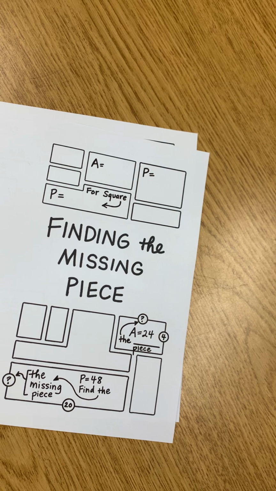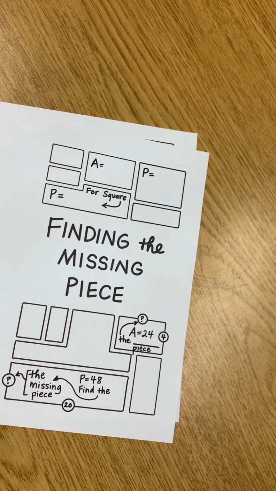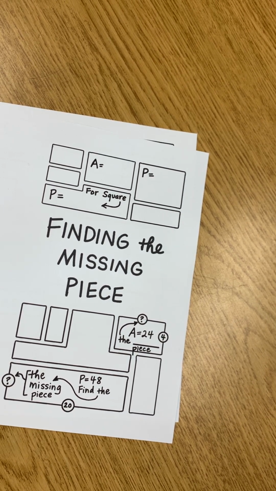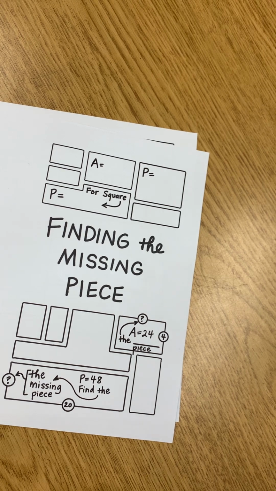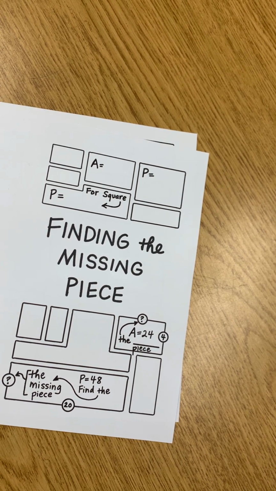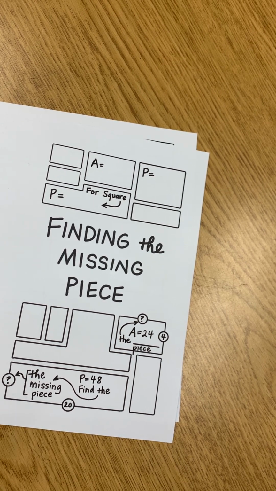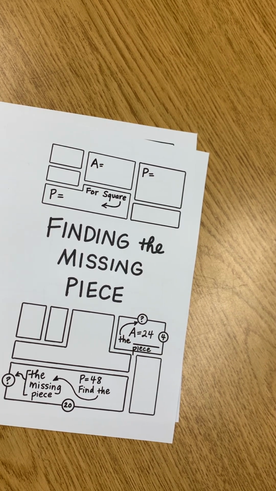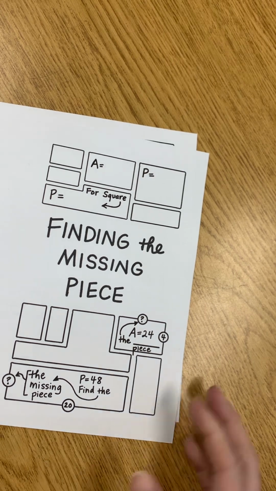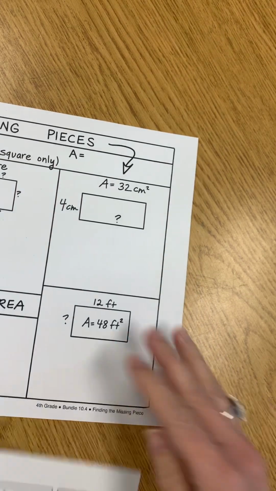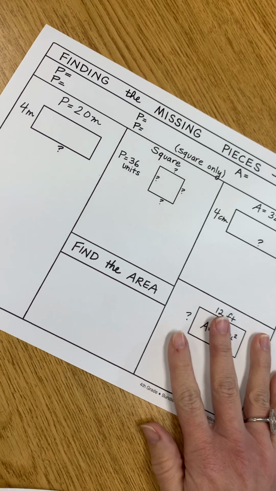This week we're going to be talking about area and perimeter. And the journal that you're going to complete this week is going to be finding the missing piece. So when you're given the area and you're missing a side of the shape, or you're given the perimeter and you're missing the side of a shape. So you should have 2 pages, this one and then one that looks like this.